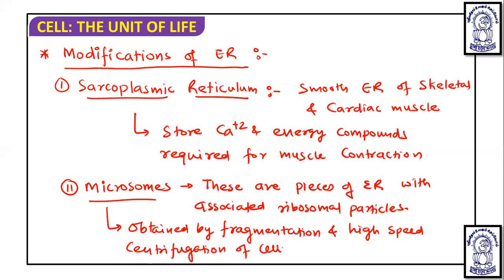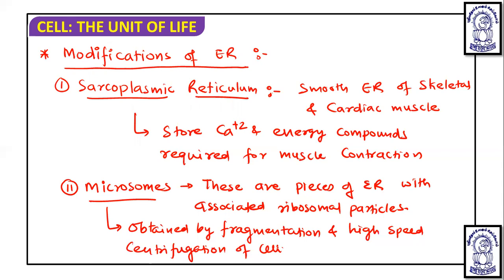High speed centrifugation of cell. Actually, they do not exist as such in living cells. They are not found as such in the living cell. They are produced by the fragmentation or high speed centrifugation. But scientists used this microsome for the in vitro protein synthesis or artificial protein synthesis. For this, they can use this particular.